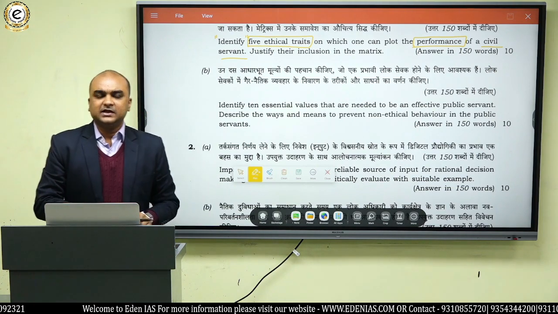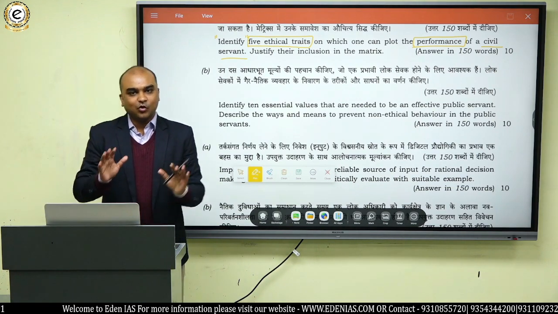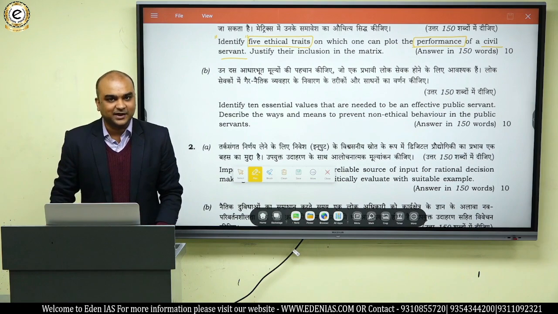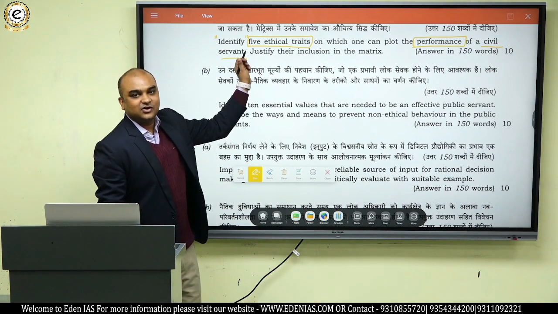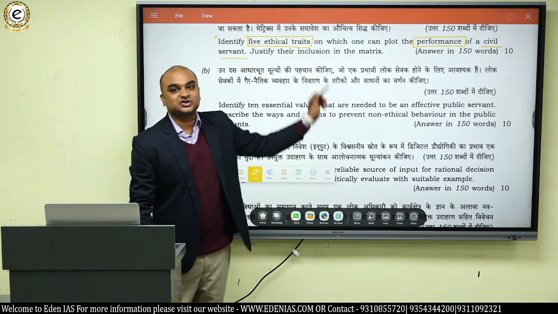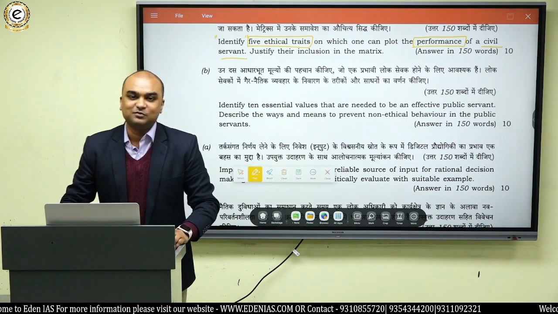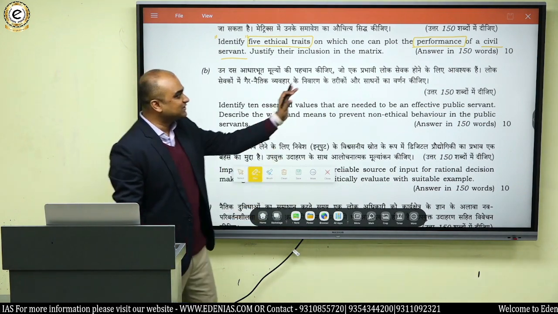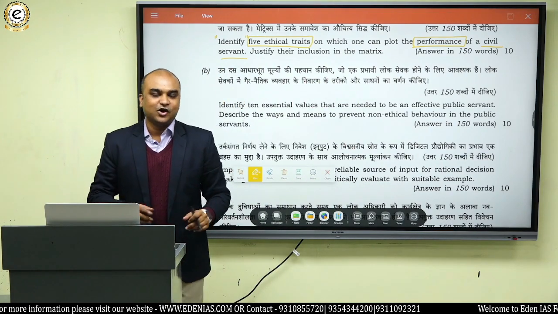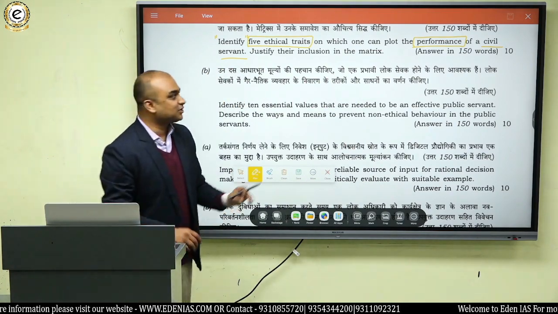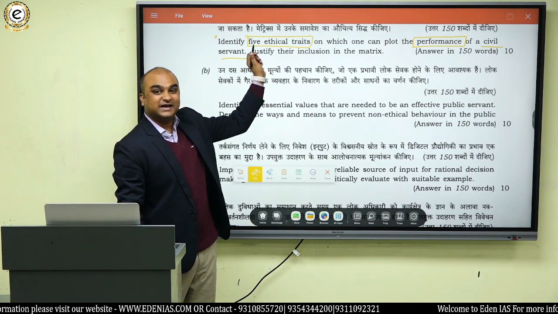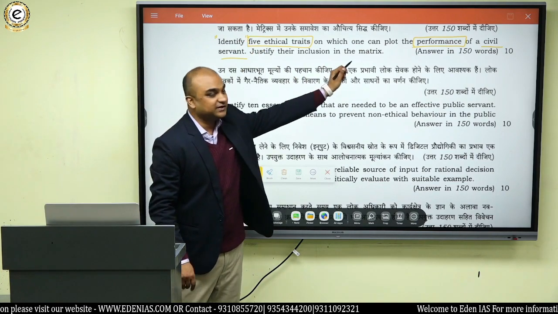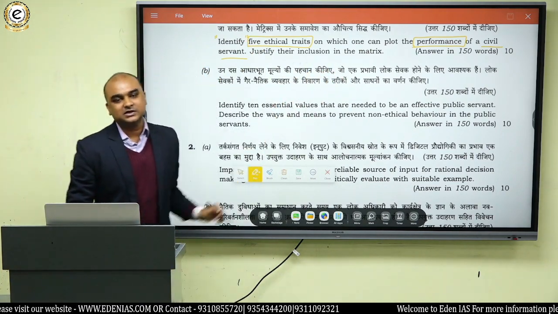See here friends, one major mistake that most of the students committed this time was that they got confused between ethical traits and values, and most of them have written down the 5 important values on the basis of which you can judge the performance of a civil servant, whereas the question was asking, identify the 5 ethical traits on the basis of which you can plot the performance of a civil servant.